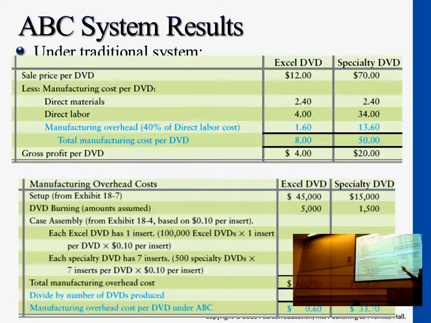So meaning that earlier, if we just used direct labor costs to capture these manufacturing overhead costs, it would be inappropriate because we haven't captured anything related to machines, DVD burnings. So this number here really is the more appropriate manufacturing overhead cost compared to the traditional methods.